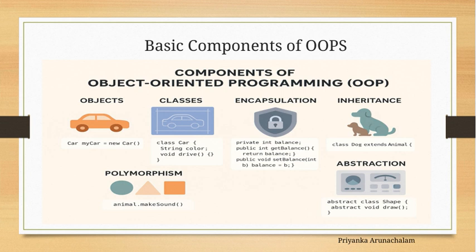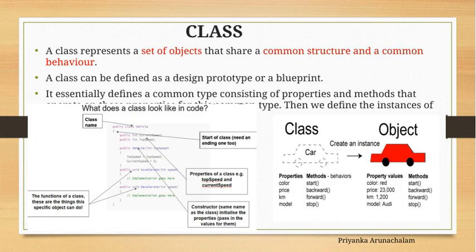Understanding these core components helps us appreciate how OOPS allows us to write modular, maintainable, and scalable code. It ties everything together by emphasizing the importance of designing software that closely models real-world systems. A class represents a set of objects that share a common structure and behavior. Think of it like a blueprint or a design prototype that defines what those objects will be like.